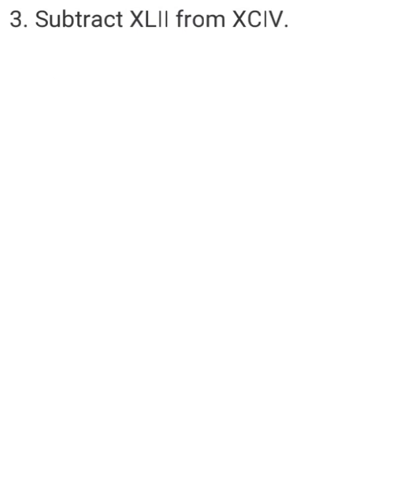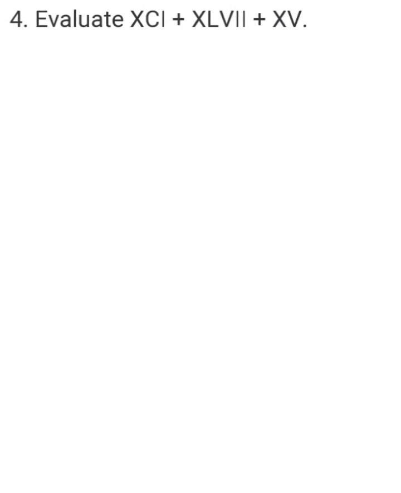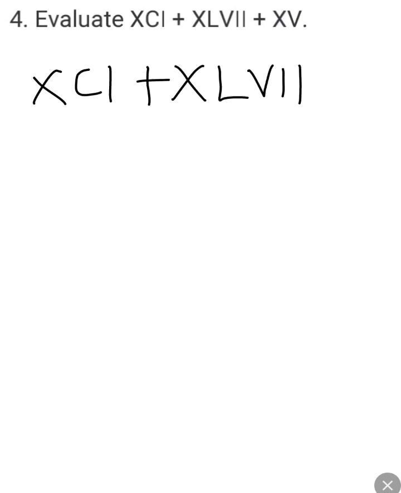Now let's progress to the next one, which is question number 4. Question number 4 says, evaluate XCI plus XLVII plus XV. So the command is directly presented, and so we don't need to interpret. And so right away we're going to write it as XCI plus XLVII, then plus XV. So we have the last one as XV.